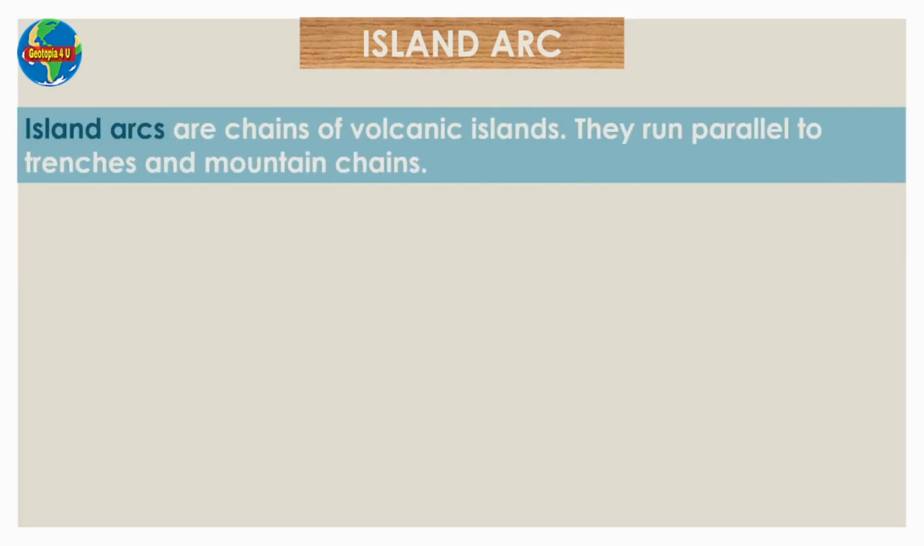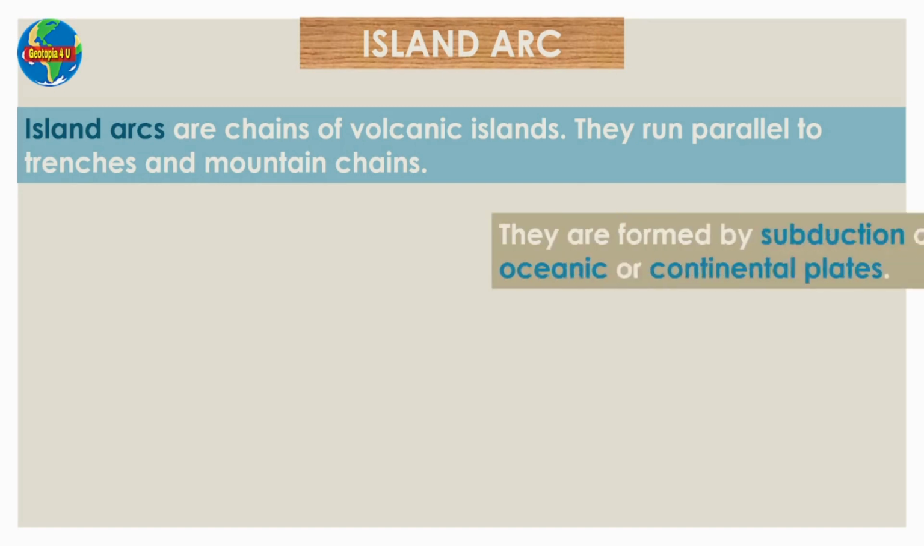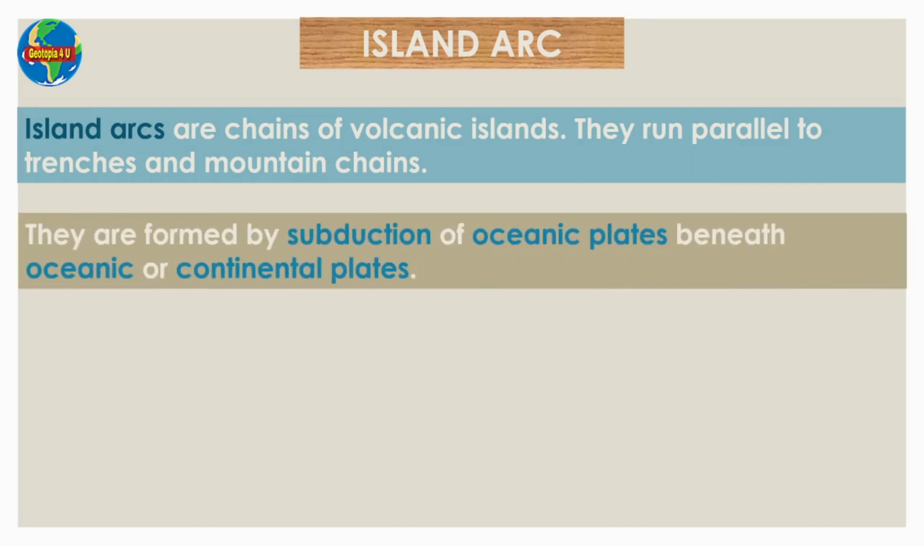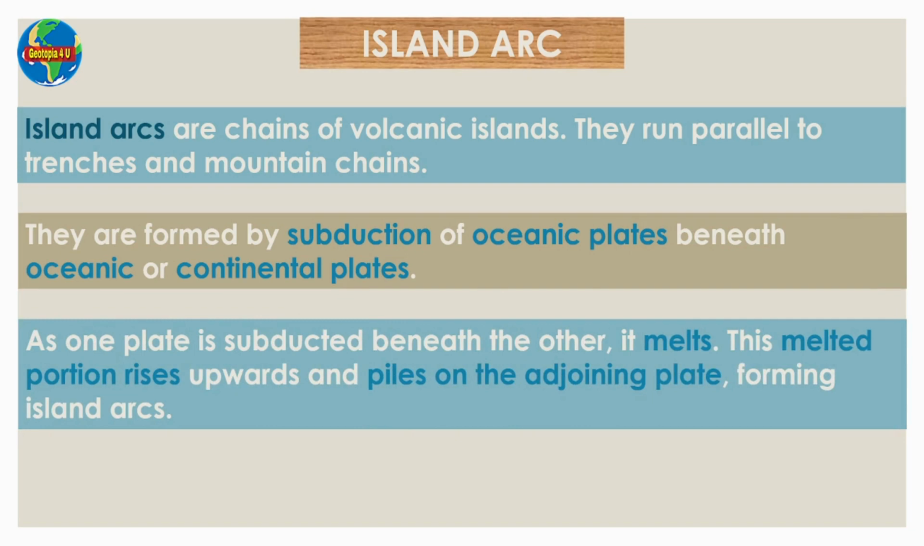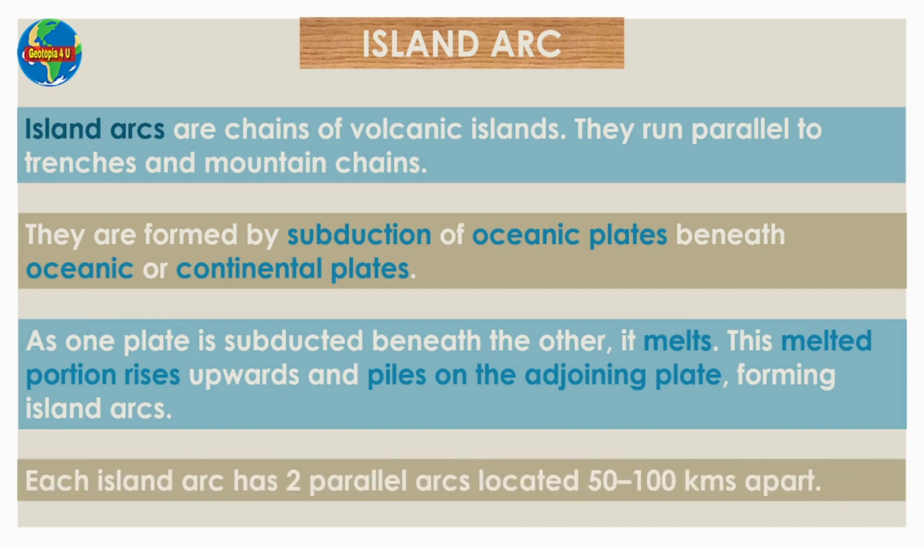Island arc. Island arcs are chains of volcanic islands. They run parallel to trenches and mountain chains. They are formed by subduction of oceanic plates beneath oceanic or continental plates. As one plate is subducted beneath the other, it melts. This melted portion rises upwards and piles on the adjoining plate, forming island arcs. Each island arc has two parallel arcs located 50 to 100 kilometers apart.